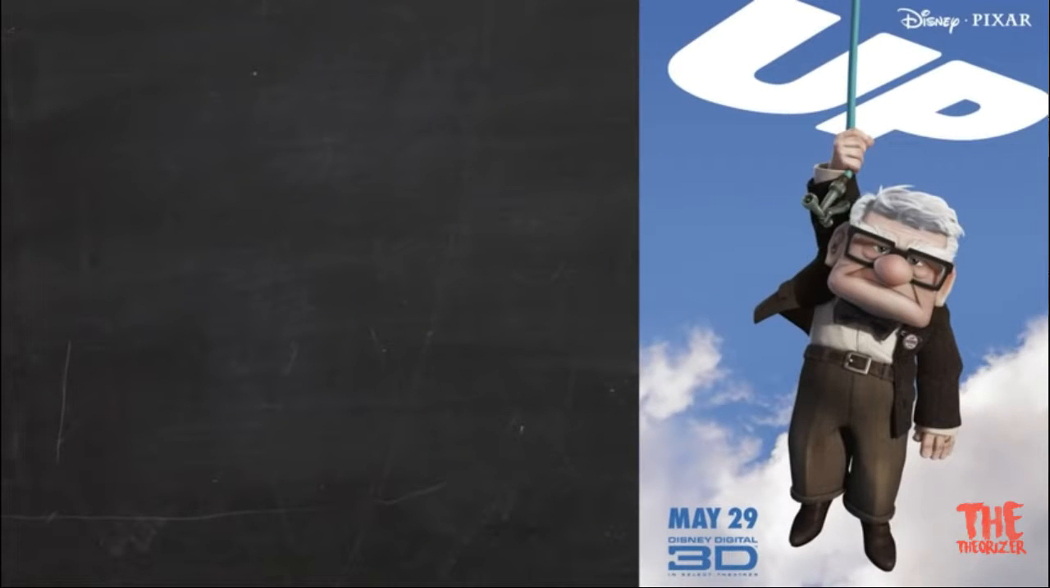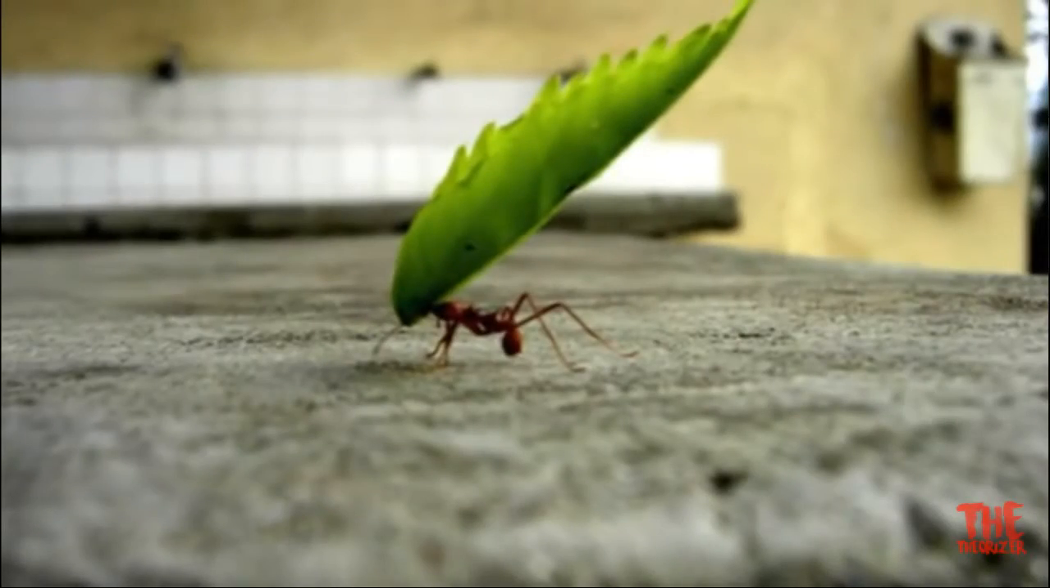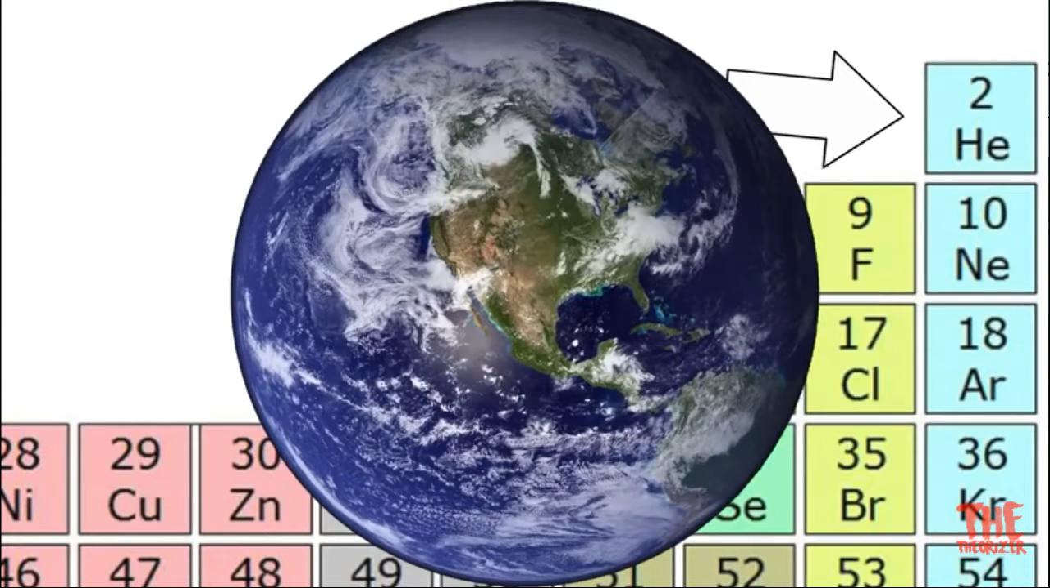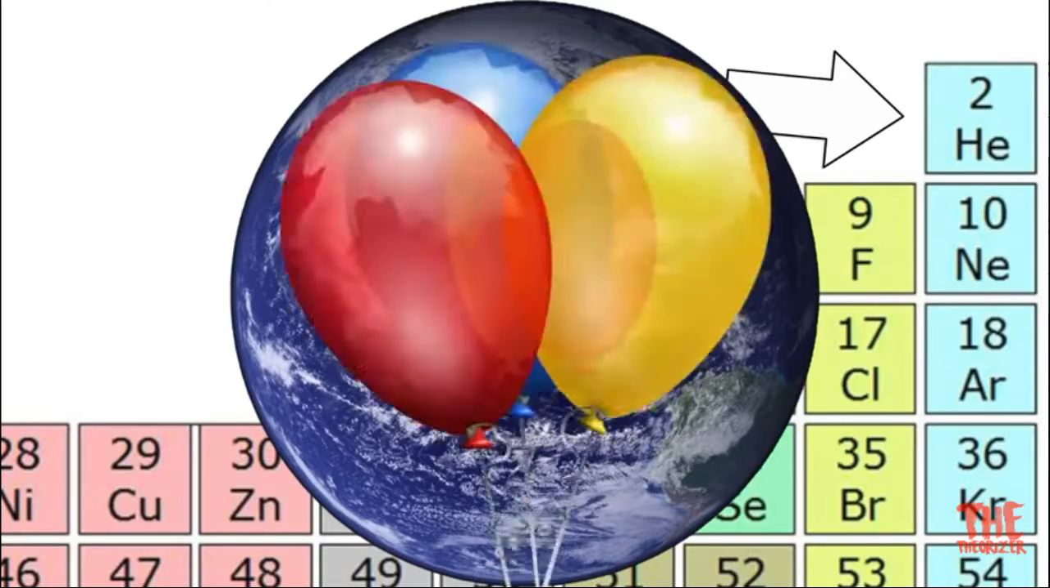So Pixar's film isn't correct, but it could be. With a little more effort, I'm totally sure mankind can and will concentrate all of helium's existence on Earth into septillions of latex spheres. Please subscribe for theories every Sunday morning and Wednesday afternoon. And share, share, share. Until next time, I'm the theorizer.